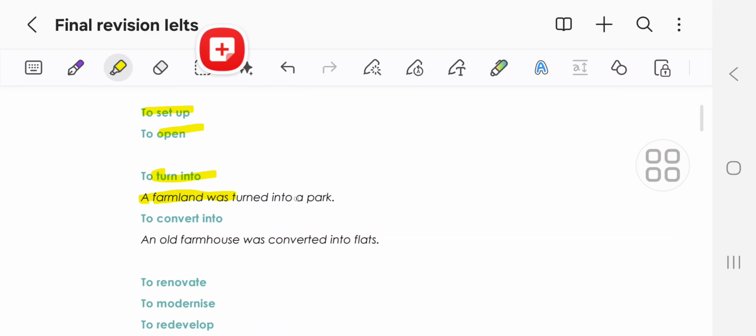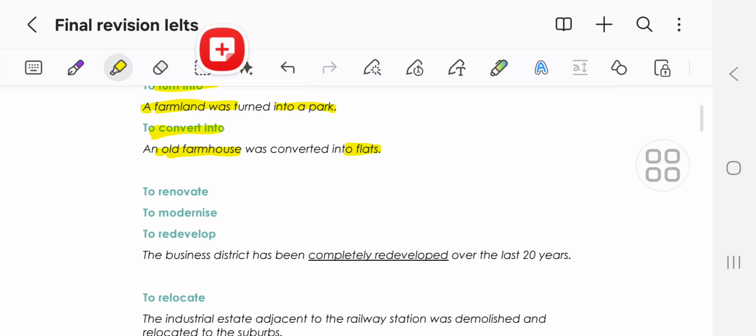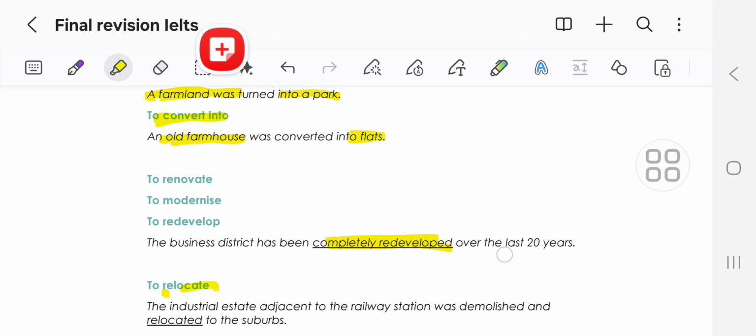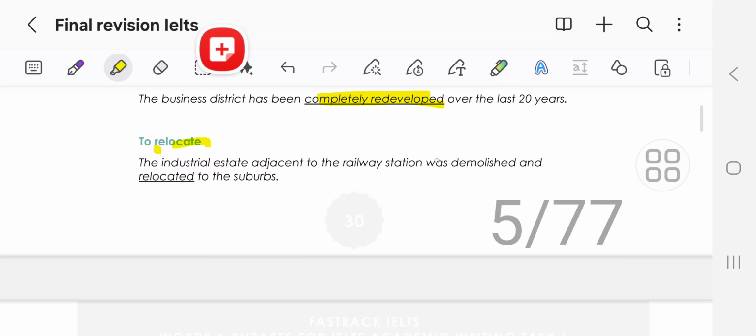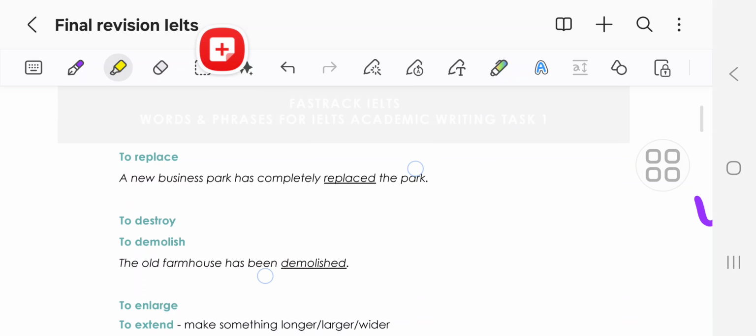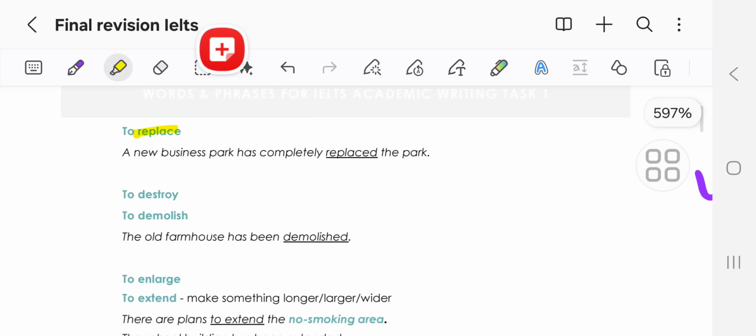A farmland was turned into a park. To convert into: an old farmhouse was converted into flats. Renovate, modernize, redevelopment: the business district has been completely redeveloped. To relocate: the industrial area adjacent to the railway station was demolished and relocated to the suburb. Remember one thing, relocated, replaced. A new business park completely replaced the park. Destroy, demolish: the old farmhouse has been demolished. The whole farmhouse has been demolished.